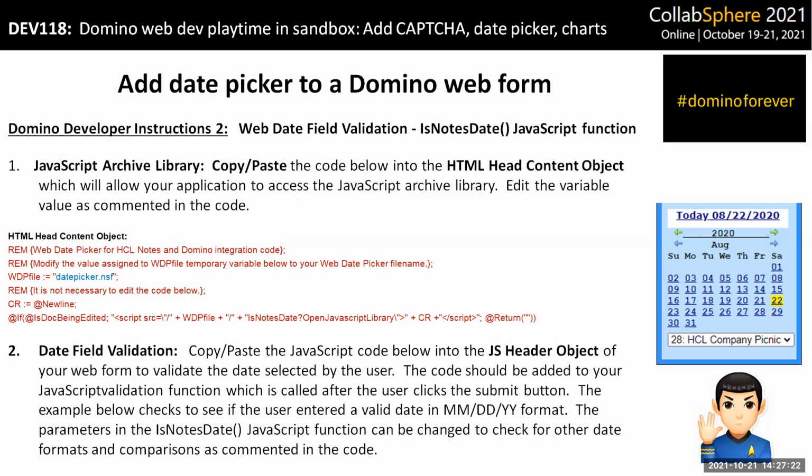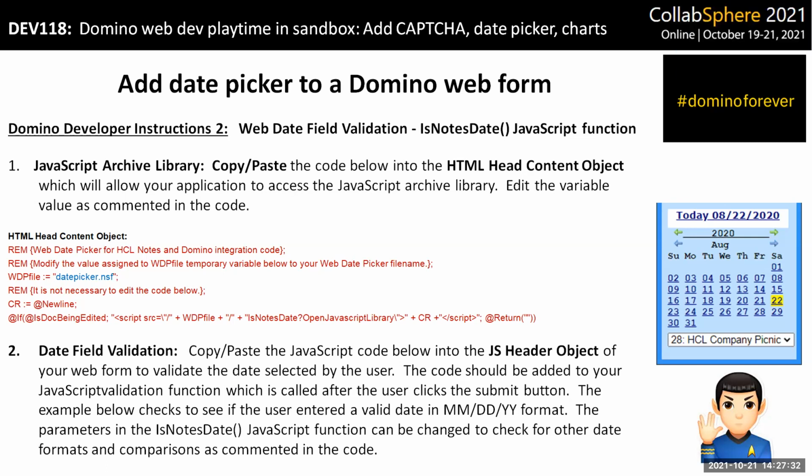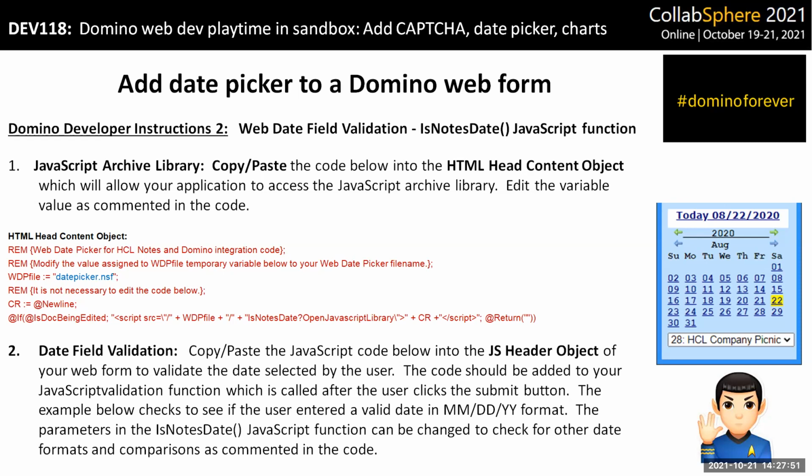Developer instruction 2, this is the web date validation isNotesDate JavaScript function. Now, what this does is it allows you to do lots of different comparisons on the date field in your form. And if that's the case, you would put this code into your HTML head content object as seen below. Again, in blue, that's the field of the web date picker tool. The file name is datepicker.nsf. You could change it if you want.